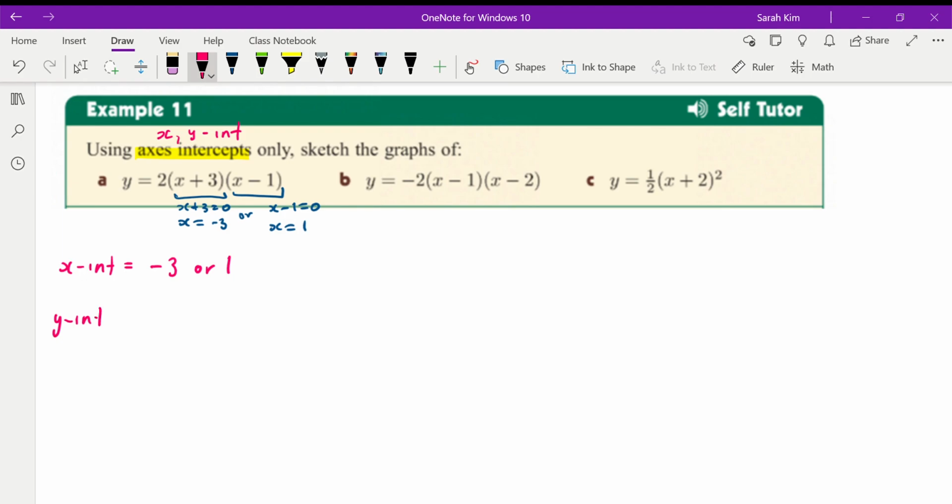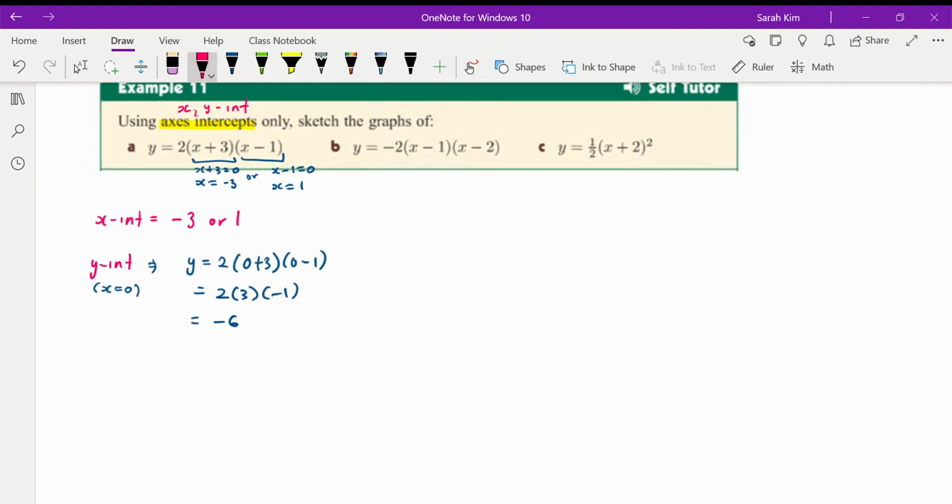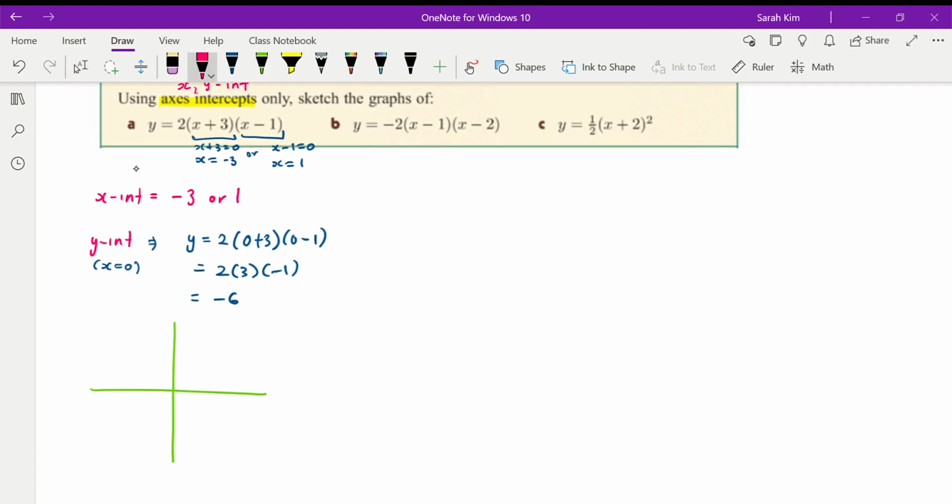Lovely, now I just have to find my y-intercept. In order to find my y-intercept, all I need to do is substitute my special condition, x equals 0. So it'll look like y equals 2, bracket 0 plus 3, 0 take 1, so it'll be 2 times 3 times negative 1, so that'll be negative 6. So those are all my intercepts, so all I have to do is draw them. I'm going to do it roughly to scale, so negative 3 over here, 1 over here, and then negative 6, let's just say it's over there.